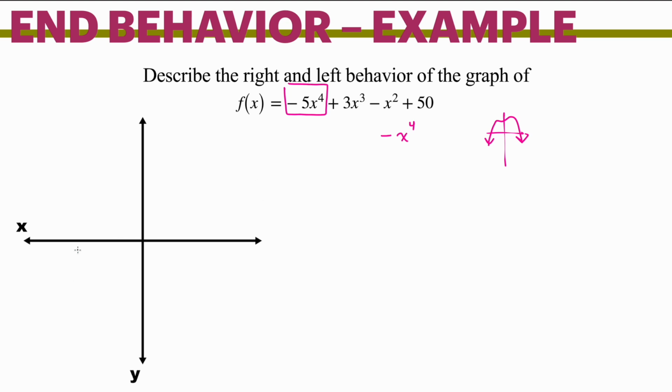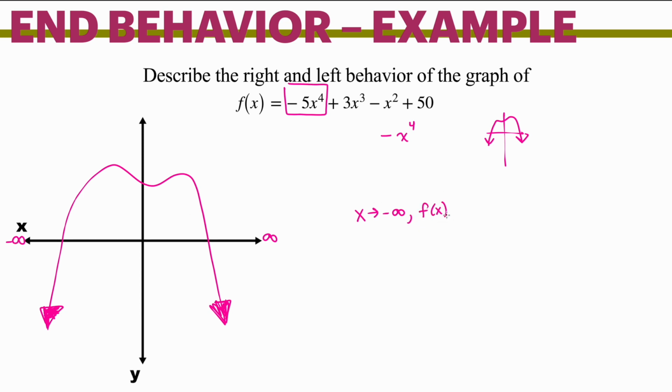We don't know what's happening in the middle right here, but we do know that it is going down from the left-hand side and from the right-hand side. So we will say as x approaches negative infinity, meaning you're going left, the function is heading down. And as x approaches positive infinity, heading to the right, the function is still going down. And that would be your answer.